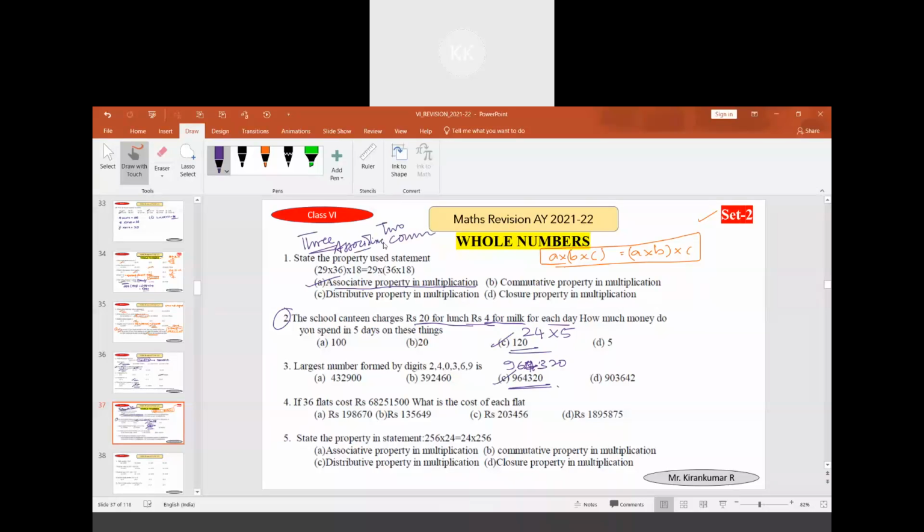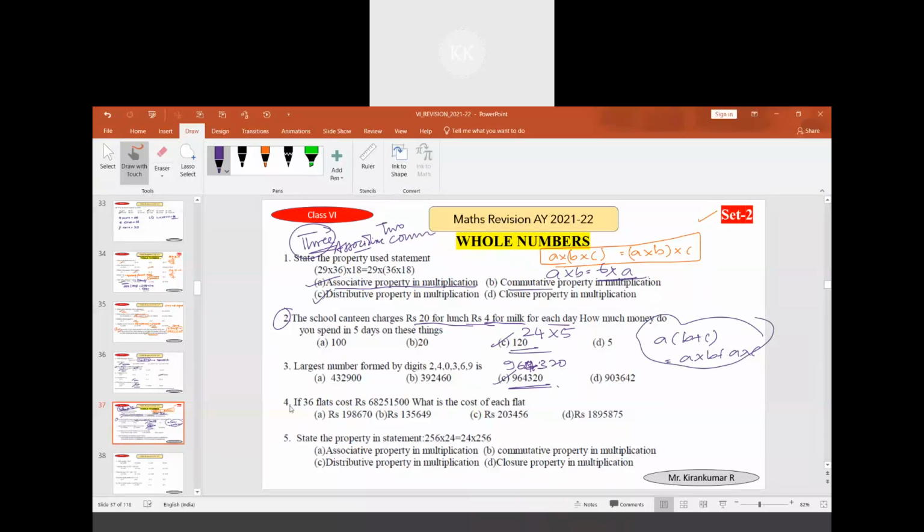And distributive also uses 3 numbers. You have something like this: A into B plus A into C, 3 numbers. For 2 numbers, it is the commutative property. A into B is equal to B into A. It is like this.